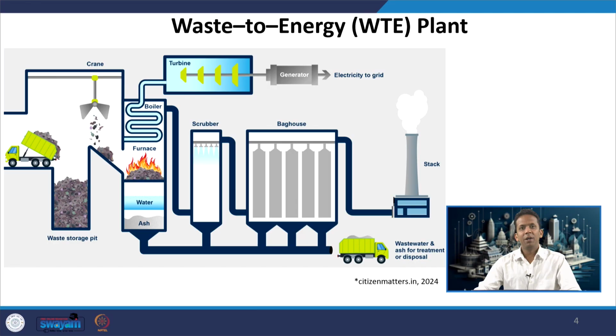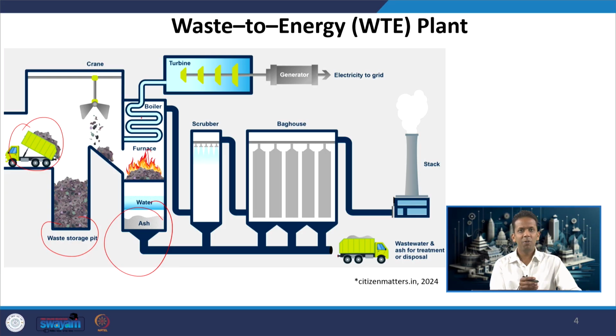The schematic figure of the waste to energy plant looks like this, where waste is collected from different wards or parts of the town or city, collected in the waste storage pit, and then with the help of a crane it is fed to the incinerator. In the incinerator the waste is burnt and heat is obtained. It is a steam based power plant. In the boiler you have water, and the heat in the furnace obtained by burning waste converts it into steam, and that steam rotates the turbine. The generator connected to the turbine sends electricity to the grid.